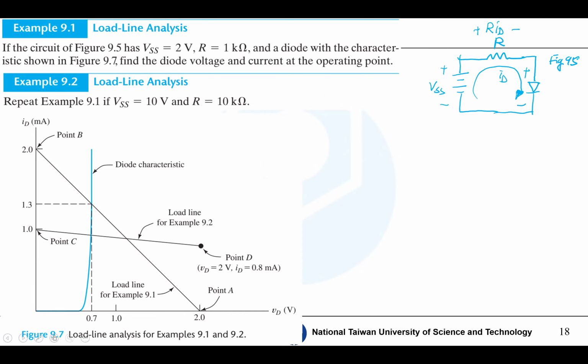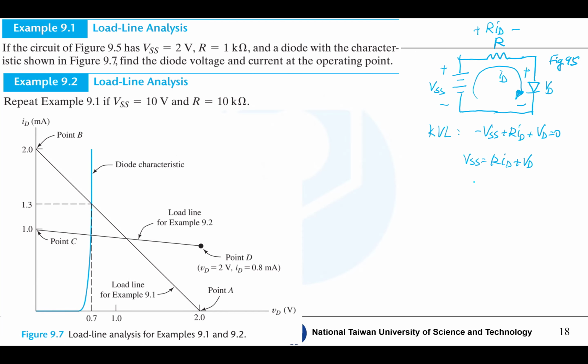Then you need to define the KVL equation. So you have minus VSS plus R times ID plus VD equals 0. And then you have VSS equals R times ID plus VD. First, you need this equation, and then we identify point A and point B.